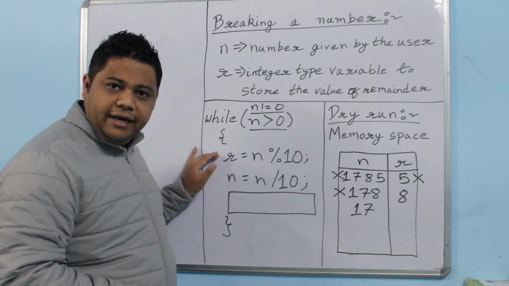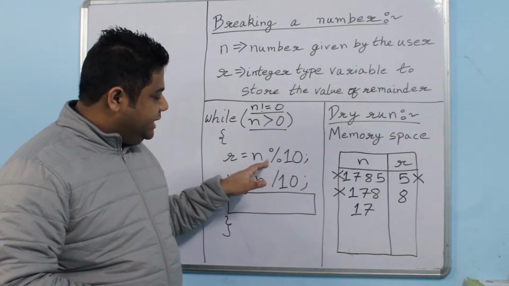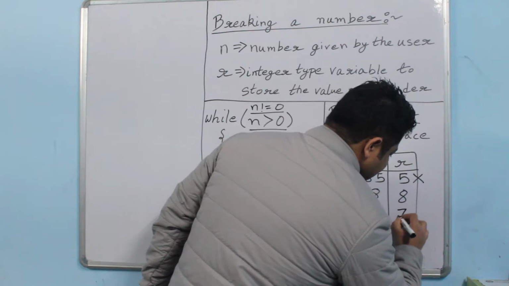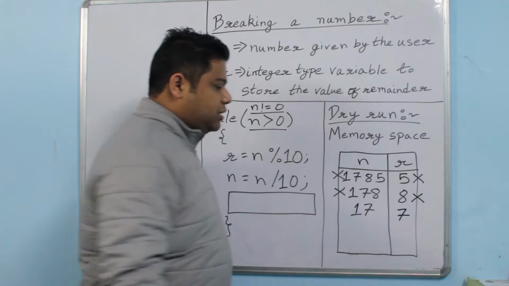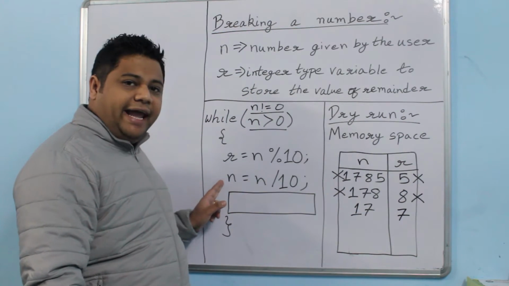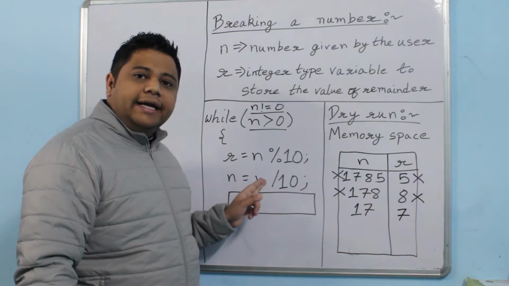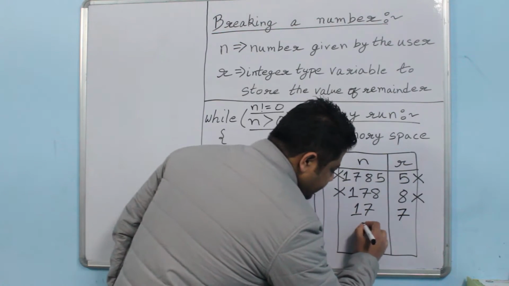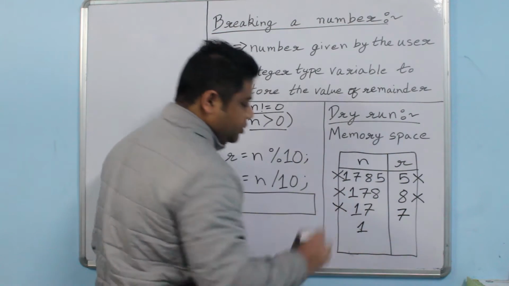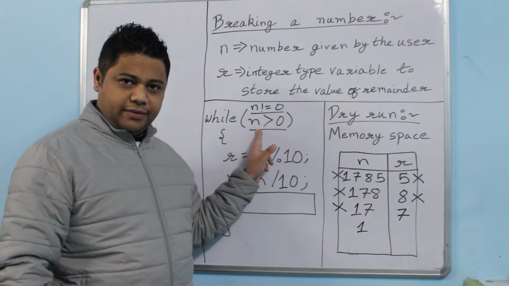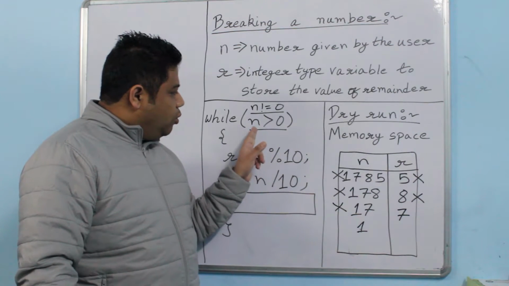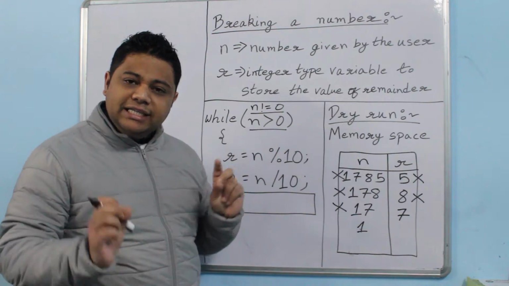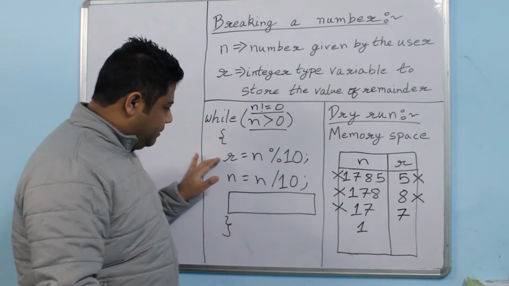Again we are coming to the remainder. R equals n modulus 10, meaning 17 modulus 10, which is 7. So 8 is no more the value, now we have 7. Then we have n equals n divided by 10. If we divide 17 by 10, we get 1. So 17 is no more the value. Again we are going up. Now the value of n is 1. 1 is greater than 0, so we are true again. Again we come down.